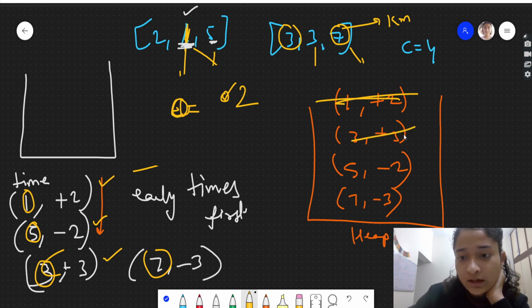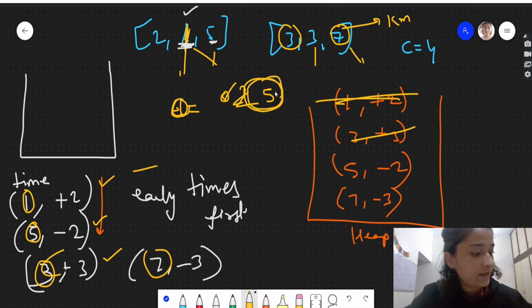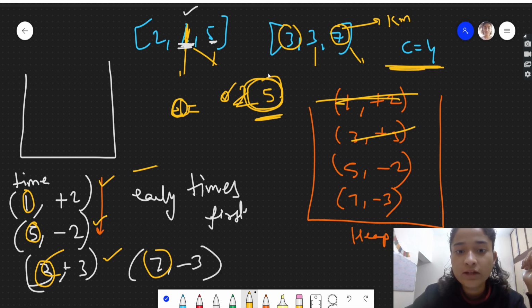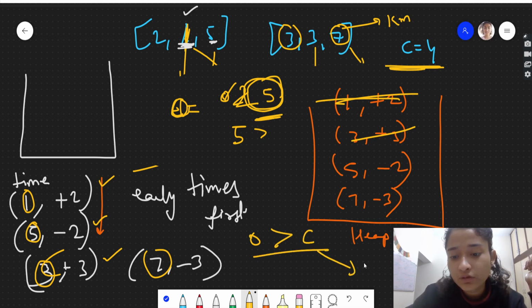We'll pop it, and we will add 3 passengers, so this becomes 5 plus 3. So the total passengers in the car are coming to 5, but the capacity was 4, so we cannot have 5 passengers in the car. So when the onboarding value becomes greater than the capacity, then return false, meaning it's not possible to accommodate all the passengers in the car. Return false. So this was the approach.